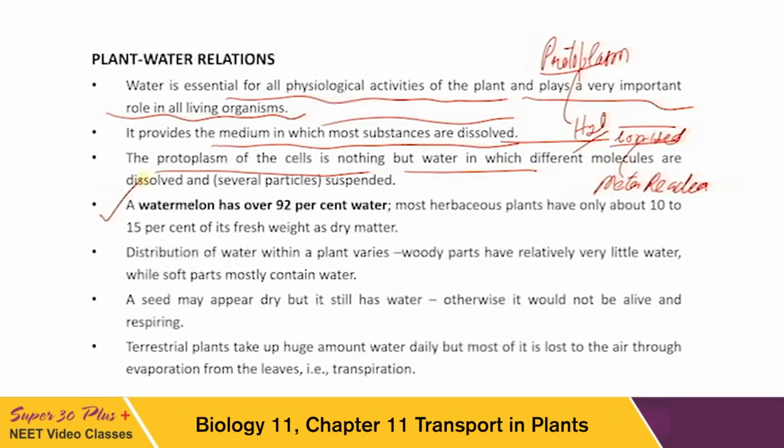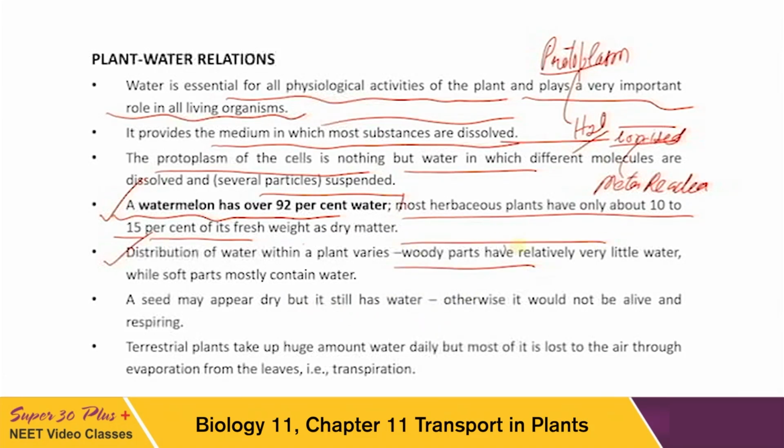For example, these examples are given in NCERT. You have to pay attention. A watermelon has 92% water. Most herbaceous plants have only 10 to 15% dry weight, that is, about 85 to 90% is water. Fresh weight is more, that is, water is more in herbaceous plants. Distribution of water in a plant varies. Woody plants have relatively less water, while the soft parts have comparatively more water.